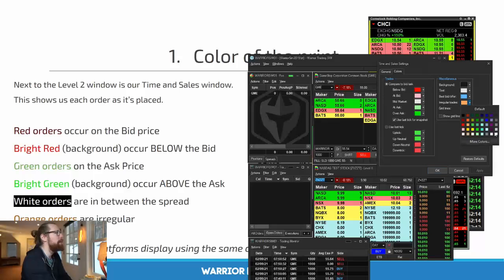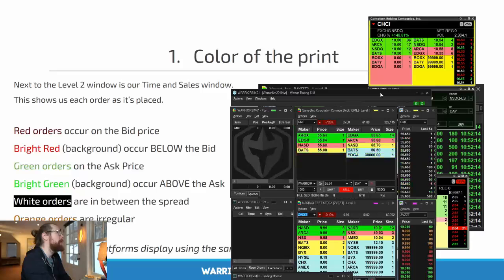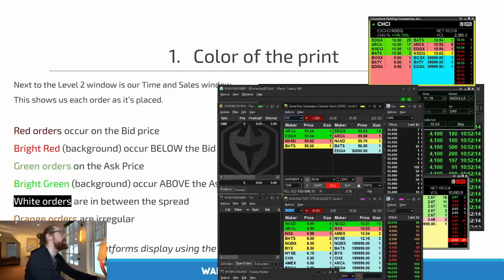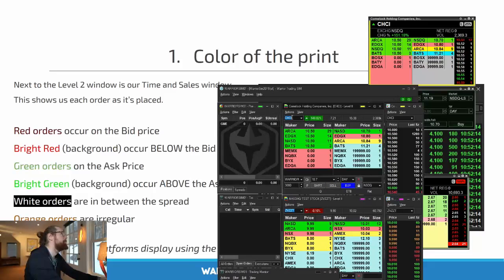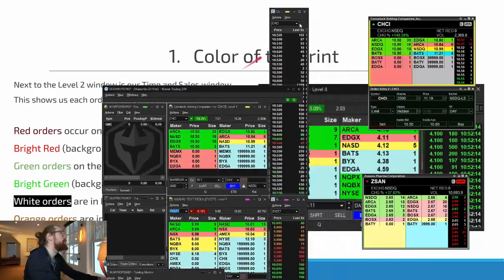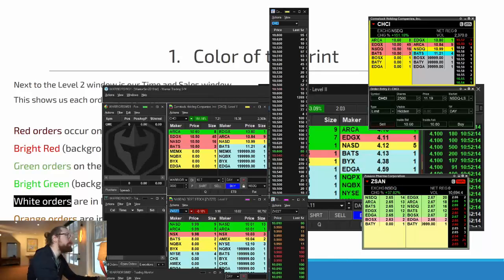Now, they do have irregular orders, which I always change to white, and then I forget to save my layout. So that's the way the orders will look. So if we pull up CHCI, which has a little bit more volume, not a lot, we'll see these transactions going through right now in white, but you see some in green, and we may see a market order of someone who sells and it goes through in bright red, or a market order of a buyer that's in bright green.